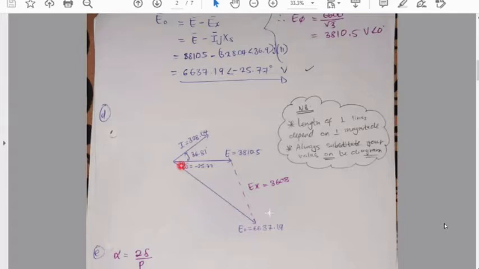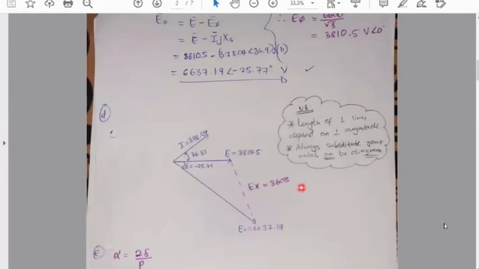Similarly, E naught, we got the value of E naught to be this. And what angle did we get? We got a negative angle. What does that tell you? It's going to go downwards. And of course, EX will just be this line here connecting the two, E and E naught. And then I wrote the value for EX.